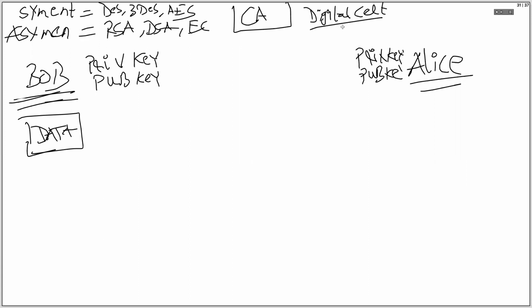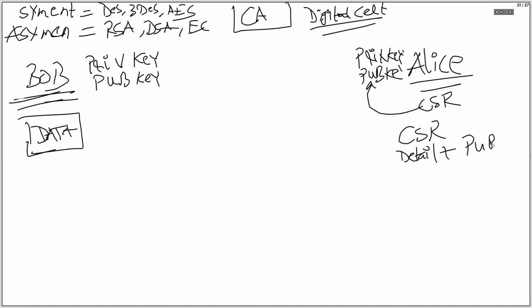So what do I do? I take help of a digital certificate. Now, when I'm taking help of a digital certificate, I need to generate a certificate. So in order to generate a certificate, either Alice or Bob is going to generate a CSR. That CSR has the public key of Alice. When you generate any CSR, you fill in certain details, like subject name, common name, all those other things. Plus you're putting your public key and you're sending that to the CA.